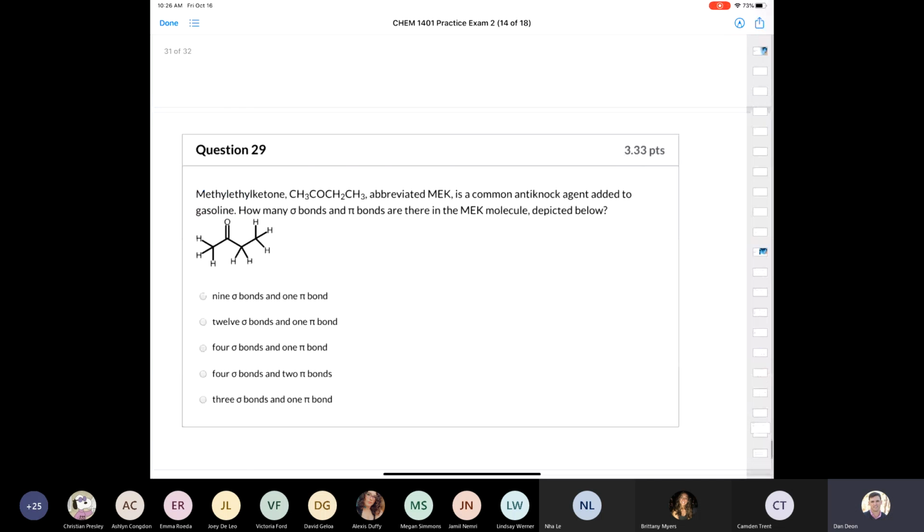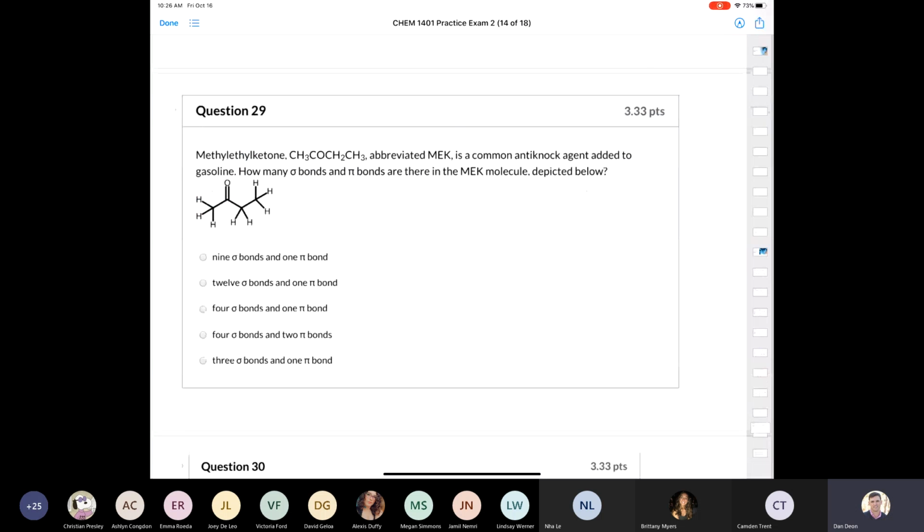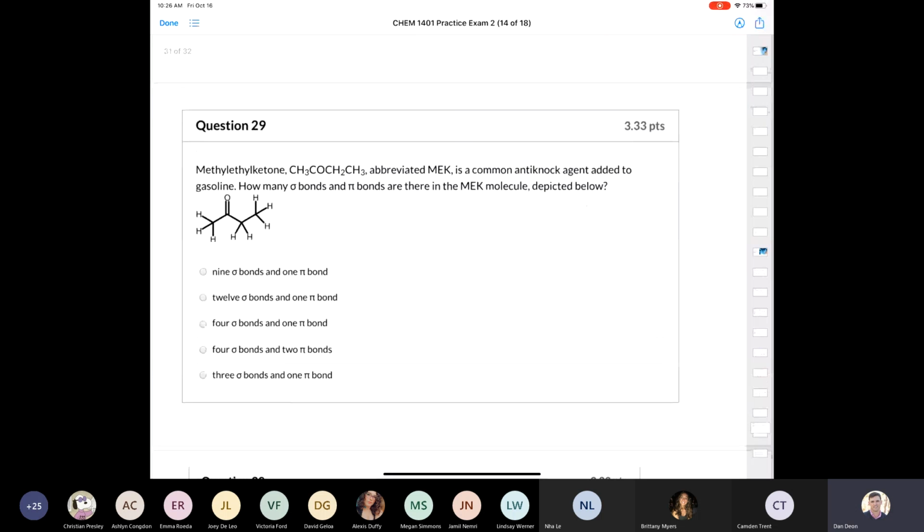Question number 29. If you're unsure how to solve this problem, I can show you how to do it really quickly. It says methyl ethyl ketone, abbreviated MEK, is a common anti-knock agent that's added to gasoline. How many sigma bonds and how many pi bonds are there in methyl ethyl ketone in this molecule depicted below? While you're thinking about it, I'm going to rewrite the molecule a little bit bigger here.